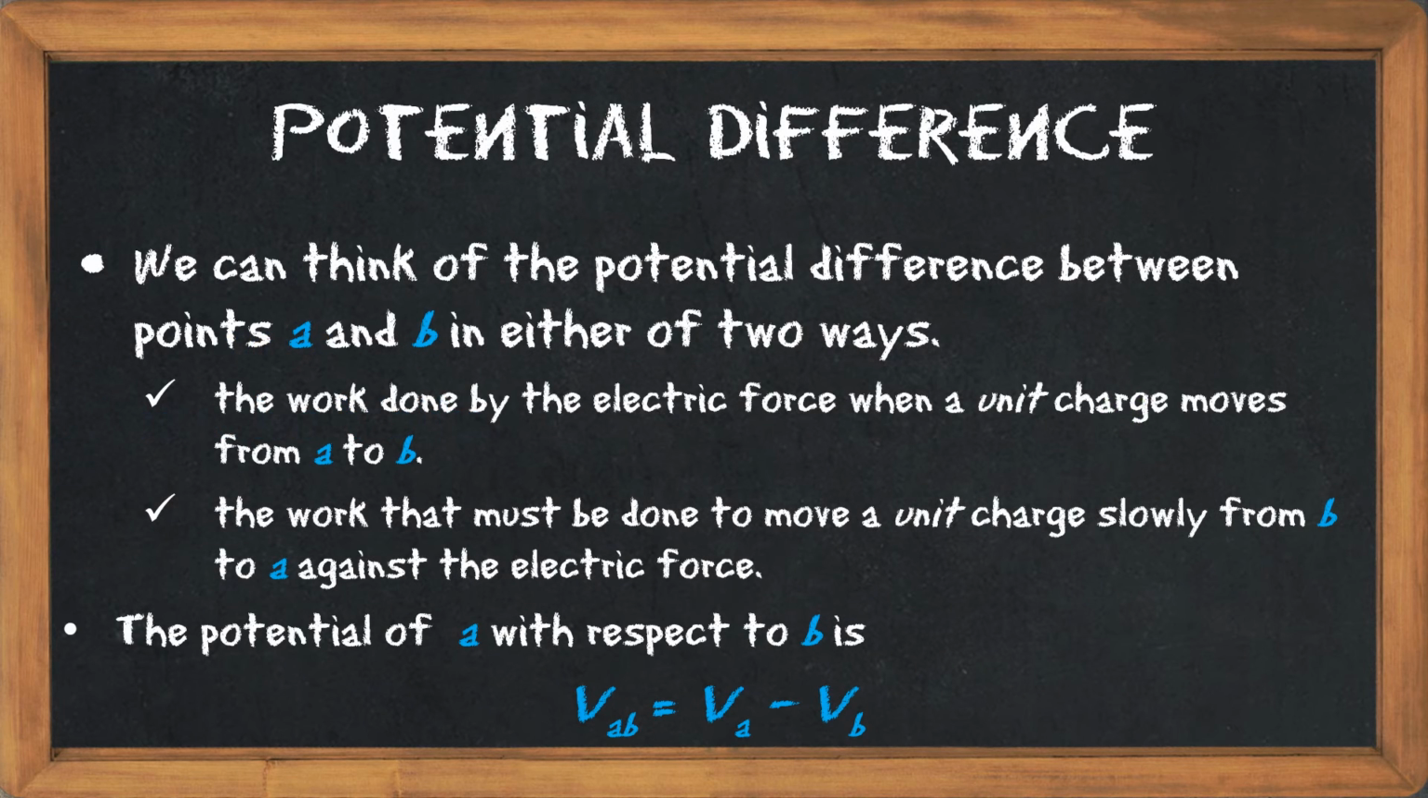We can think of the potential difference between points A and B in either of two ways: the work done by the electric force when a unit charge moves from A to B, or the work that must be done to move a unit charge slowly from B to A against the electric force. The potential of A with respect to B is VAB equals VA minus VB.